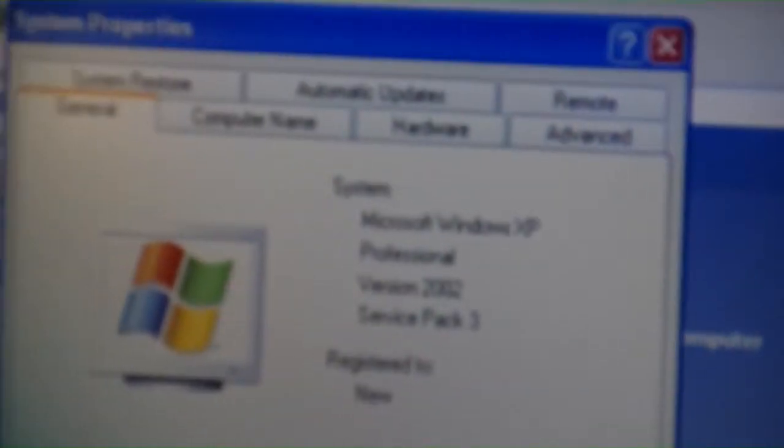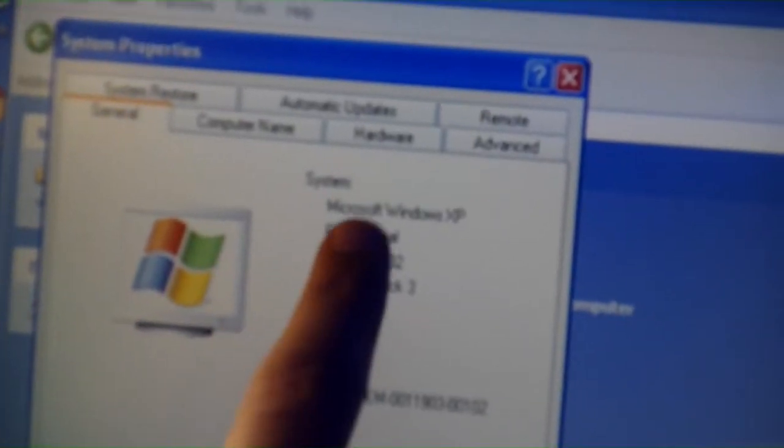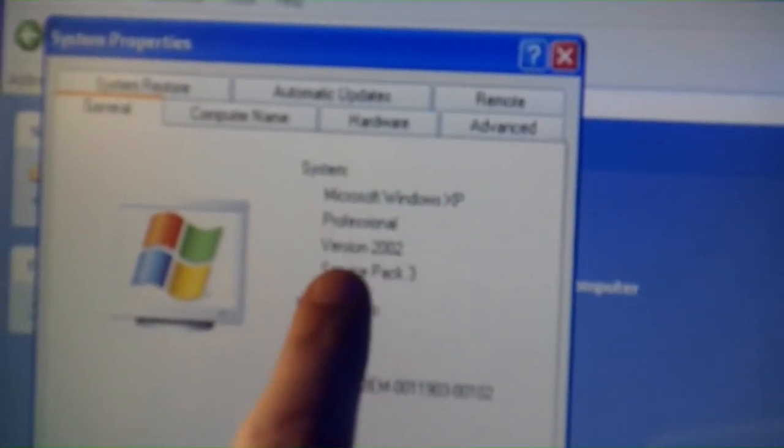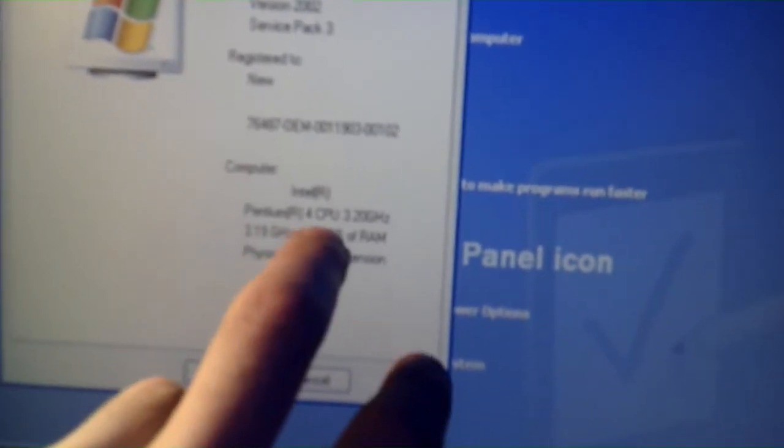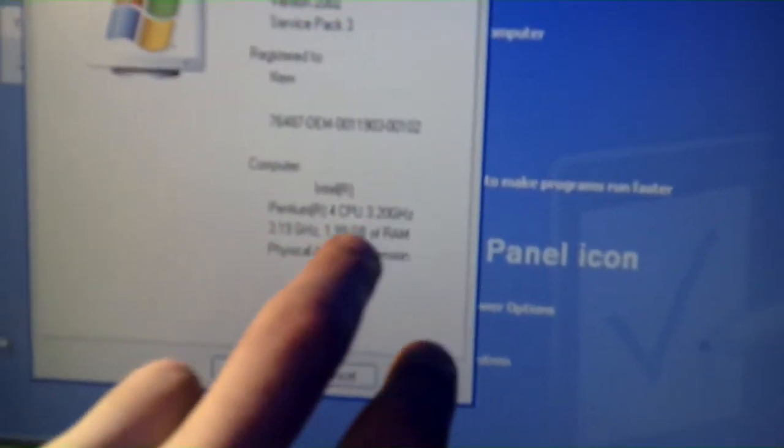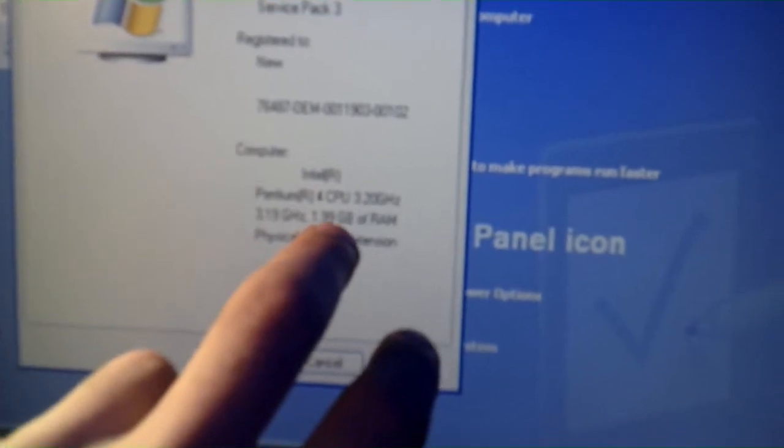Awesome. Okay, so I got it pulled up. Let's see here. I'm trying to get this in focus. So it does have Windows XP 2002. This is the Service Pack 3, which is what I wanted. And then right here it says Pentium 4 CPU 3.2 gigahertz. And then it's 2 gigs of RAM. And that's exactly what I ordered. Because a couple of the reviews were that people didn't get what the specifications said, but I did, so that's good.